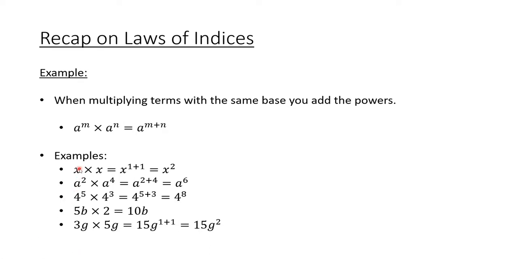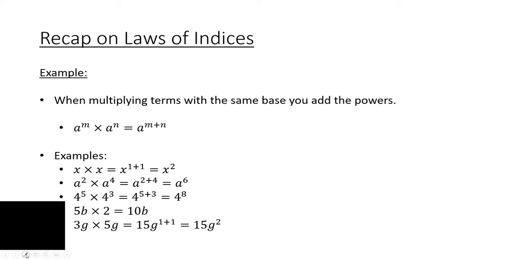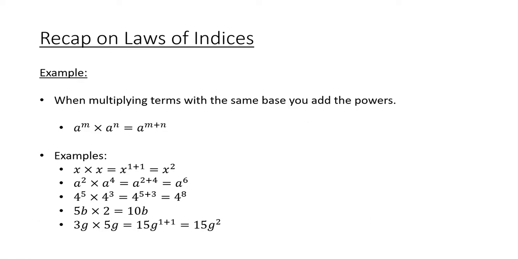So examples, we've got x times x. Hopefully some of you will remember that when we have a variable or a number on its own, it is always to the power of 1, but we don't write the 1 there, though it's always there. So x times x is the same as x to the power of 1 plus 1, which gives us x squared, or x to the power of 2.